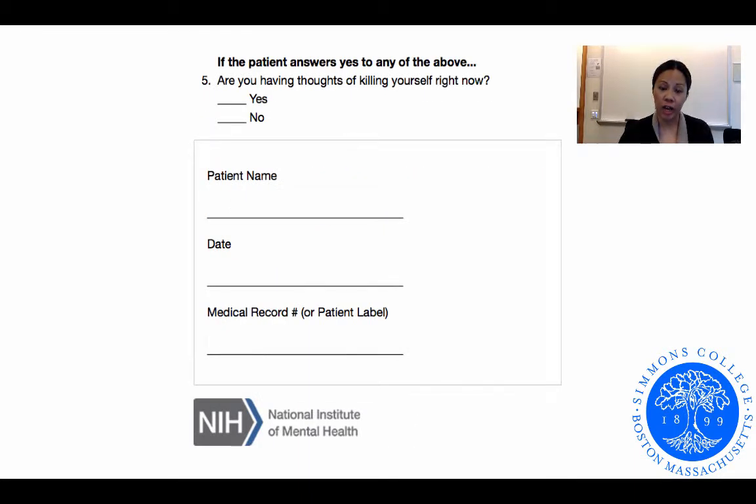Now, question 5 is asked in the event that the patient answers yes to any of the above questions, which was 1 through 4. This question is to determine the acuity of the suicidal thoughts. So the question is, are you having thoughts of killing yourself right now? Yes or no?